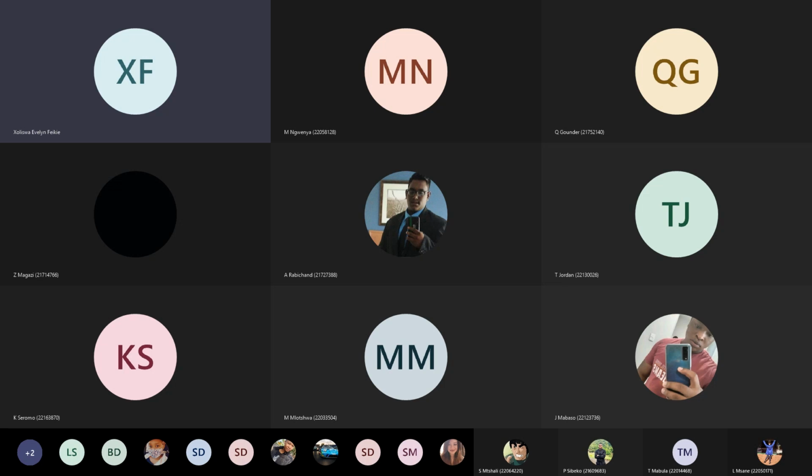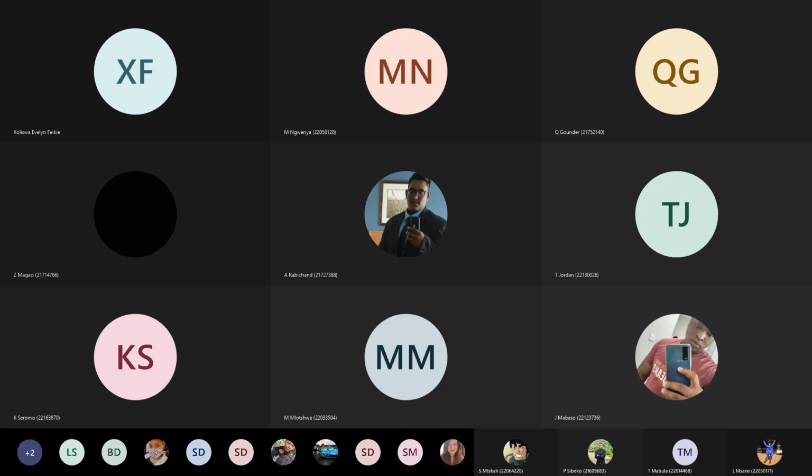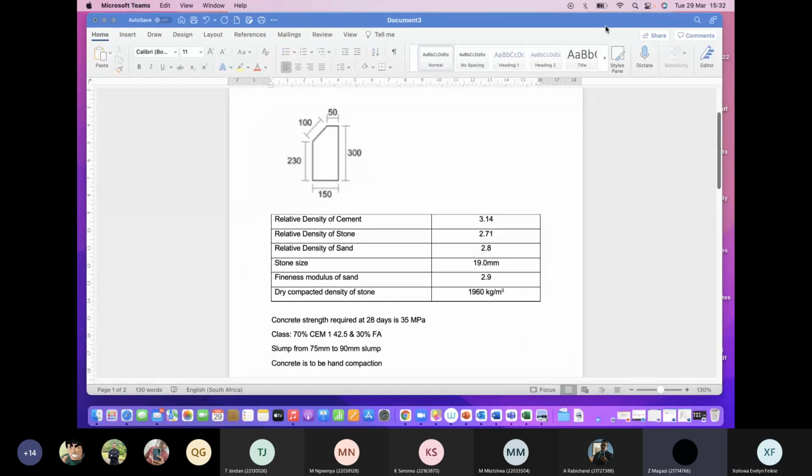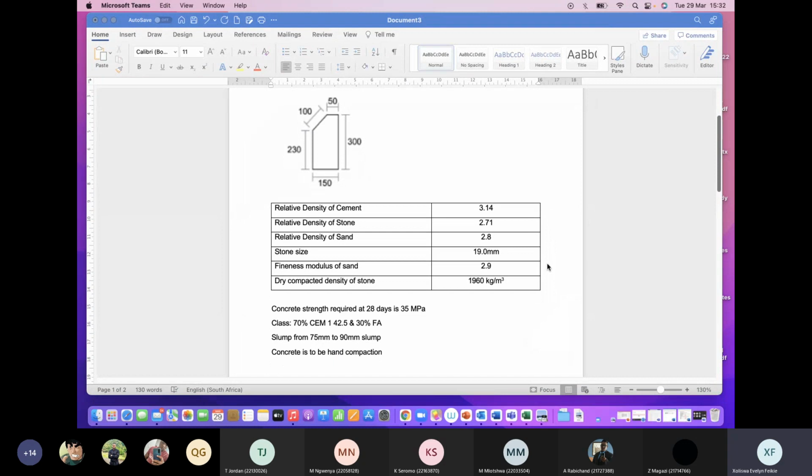Can you then determine the cement content? The cement content? 455 kilograms. Do we agree with the value? Yes. Anyone who does not understand? Then we move to step 5.